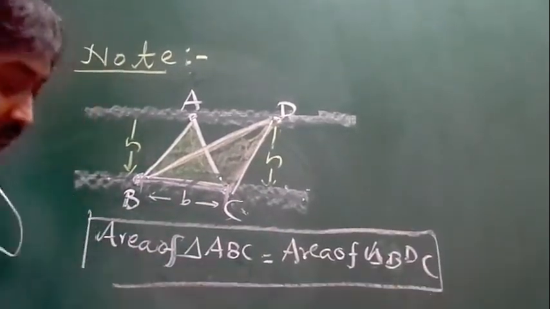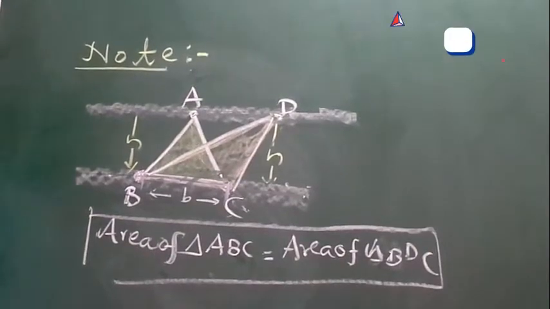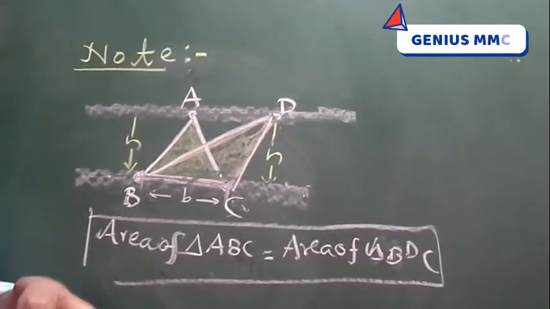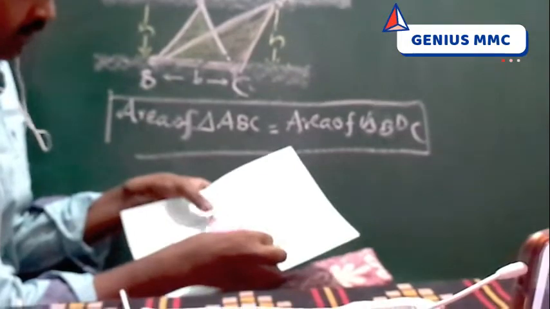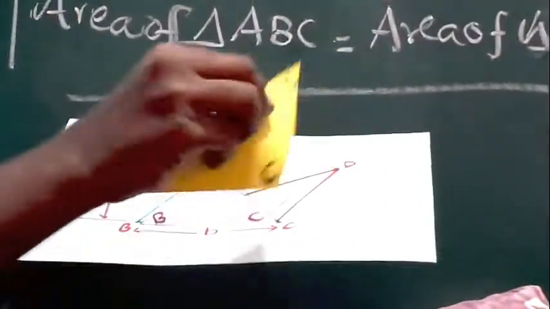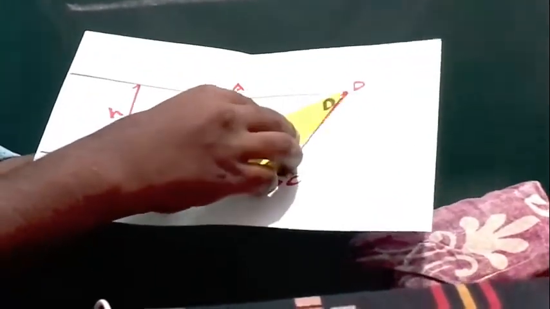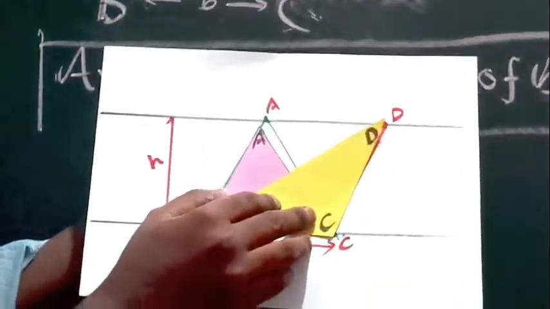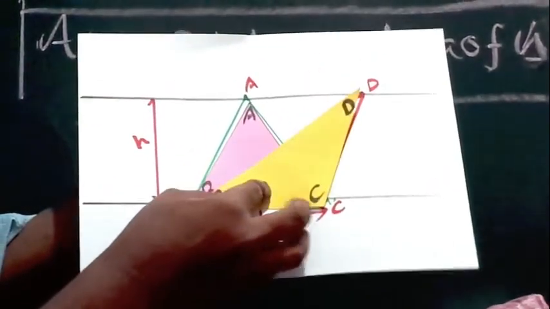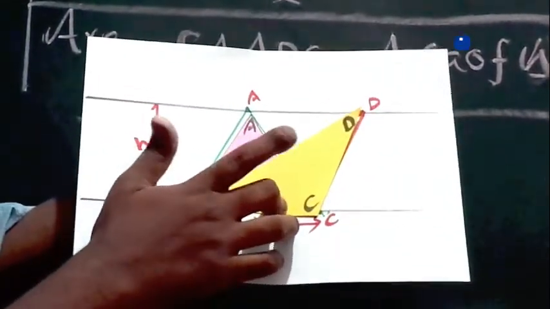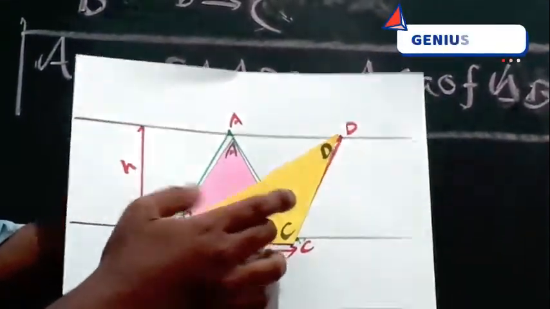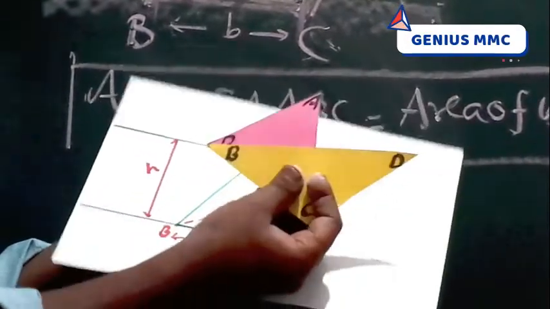Here, note down this. Write down quickly. Here this is one triangle ABC. This is another triangle BCD. Both are on the same base between the same parallels. What is the area of a triangle? Half into base into height. Here also half into base into height. Base and height are the same for both the triangles. That's why the areas are equal.